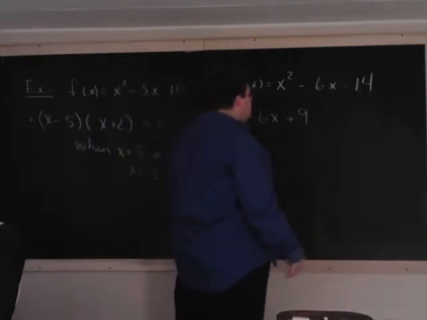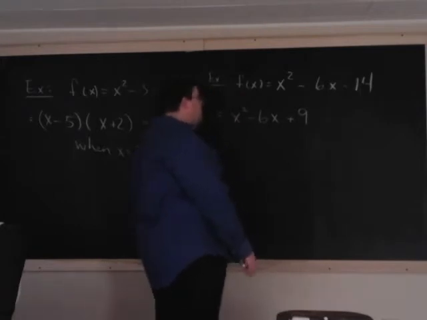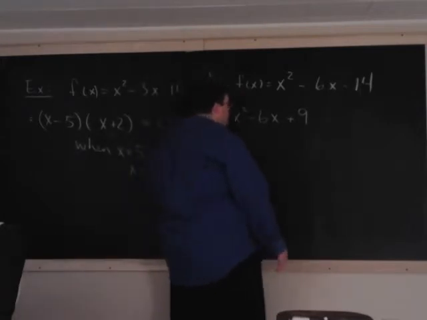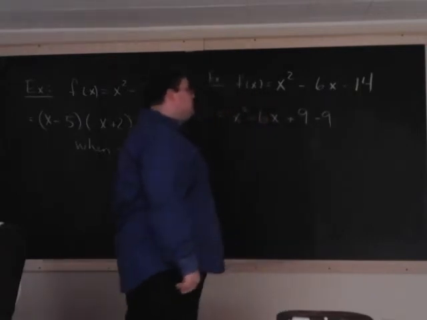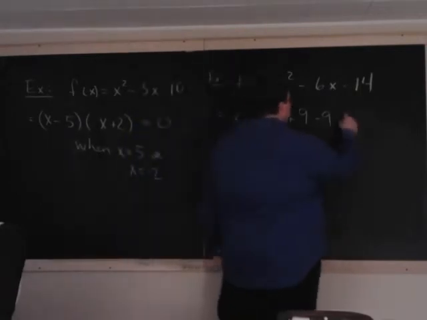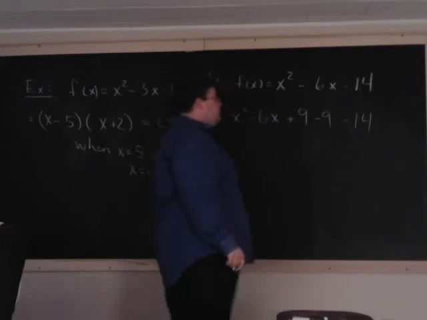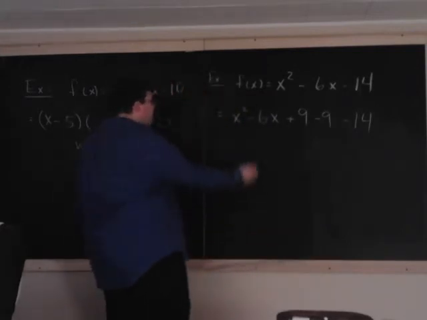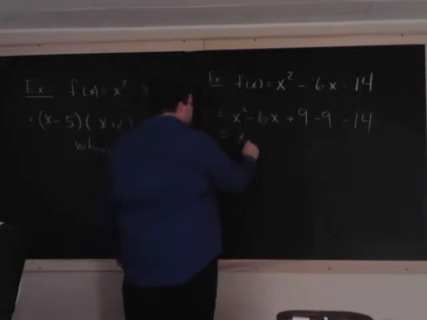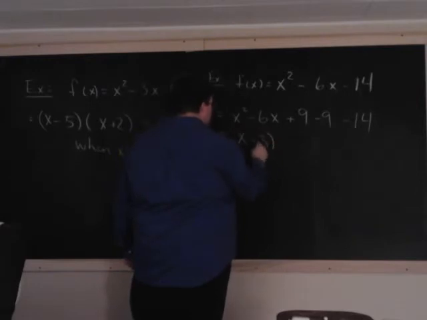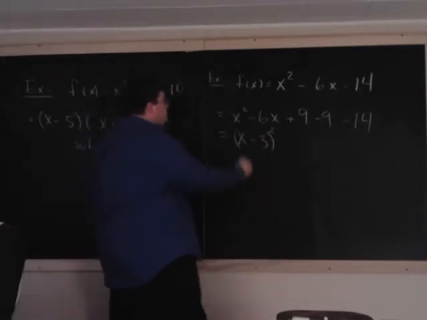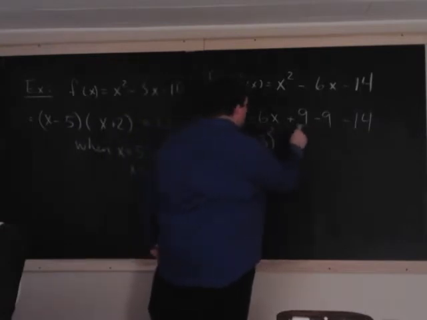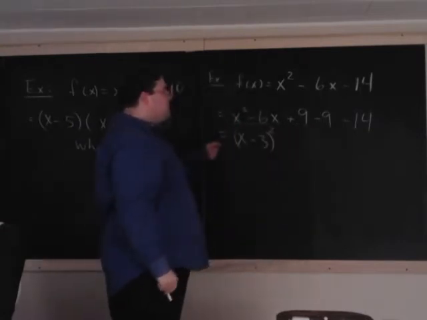And now you can't just change this question into a new one. We need an equal sign to be true. So if you add 9, you must also subtract 9. And then you don't want to forget that negative 14. Well, we did that because now we can write these first three terms as a perfect square. So these first three terms simplify to that perfect square.